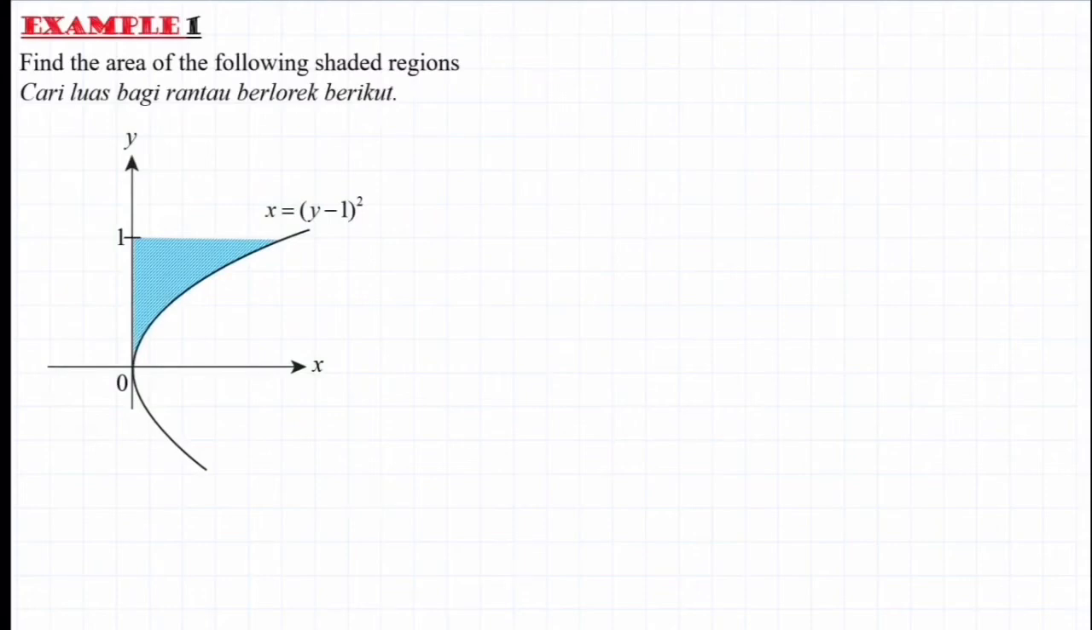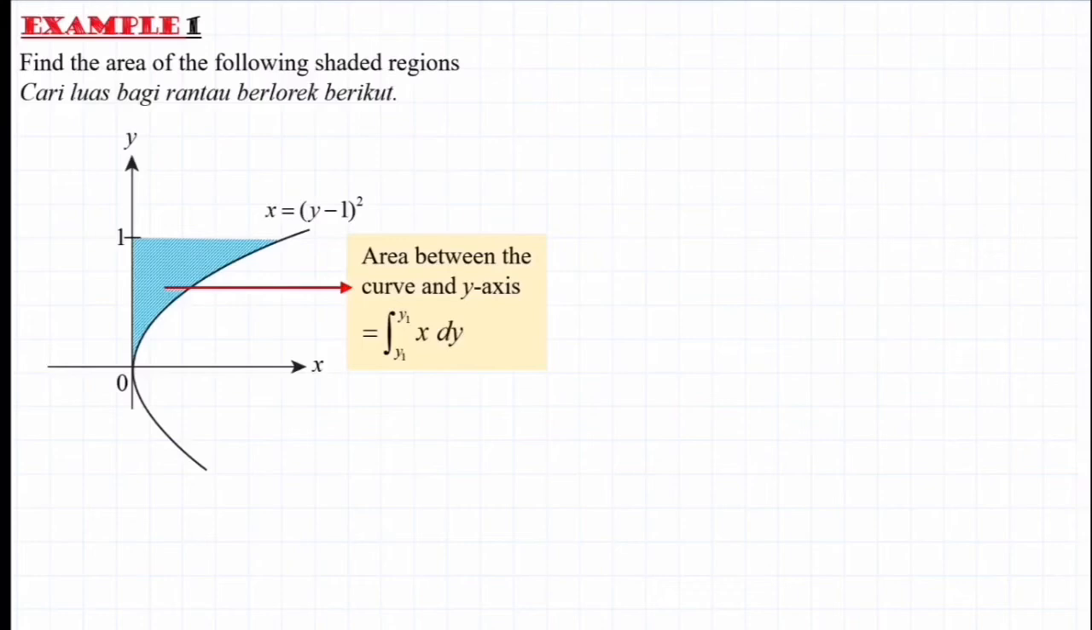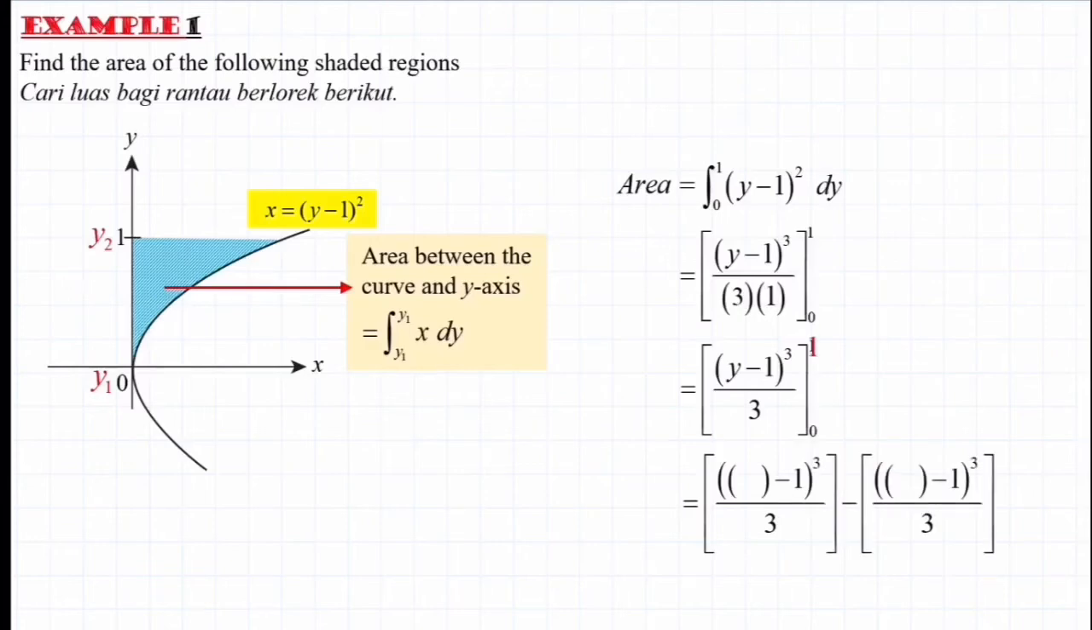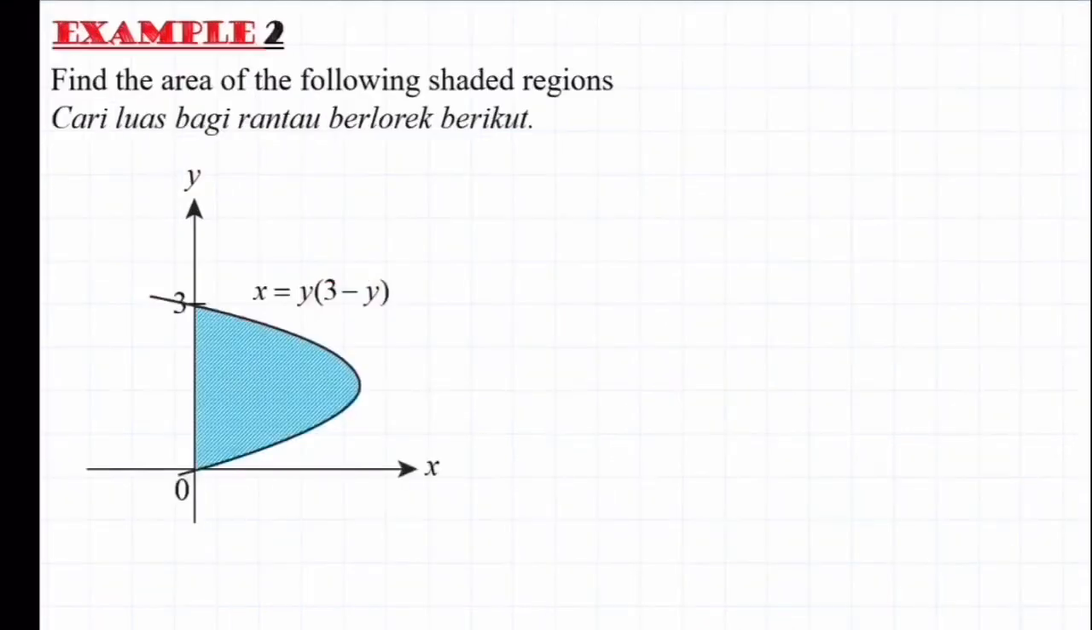Okay, for this one, for example, the next one, this one is very special, the area between the curve and the y-axis. So you see the formula now is x dy. Okay, so the limit will follow the y-axis. So integrate from 0 to 1. Okay, for the function, we will use the chain rule again. Okay, so we'll substitute the limit, upper limit minus the lower limit.